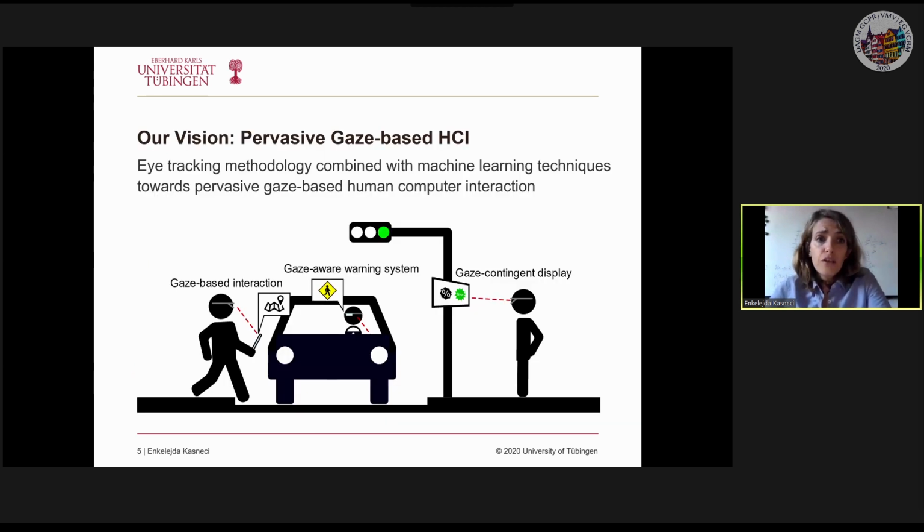The vision that we pursue in my research group is that of a pervasive gaze-based human-computer interaction, where we use eye tracking methodology combined with machine learning techniques towards eye-based interaction everywhere at any time. As you see here, examples are gaze-contingent displays, gaze-aware warning systems, for example in the use case of driving, or gaze-based interaction with our own mobile devices.